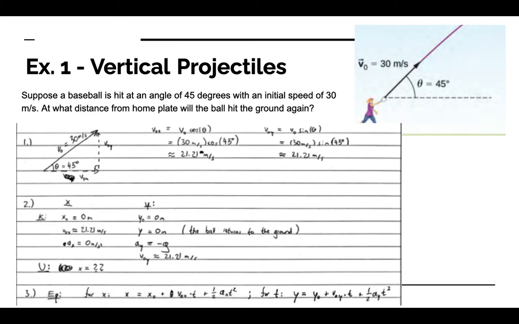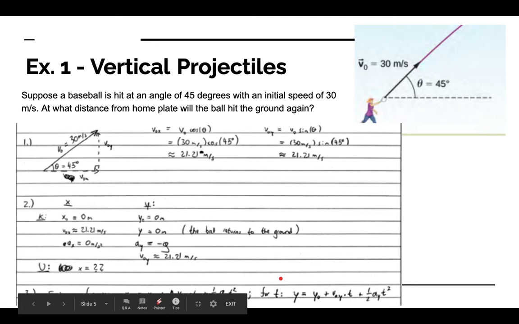So in step 3 then, we see that for x, we're going to need x naught plus v naught x times t plus 1/2 of our horizontal acceleration times the time squared. Now again, just as with horizontal projectiles, we see that we do not have time available for this equation, so we need to go to our y direction to solve for time.